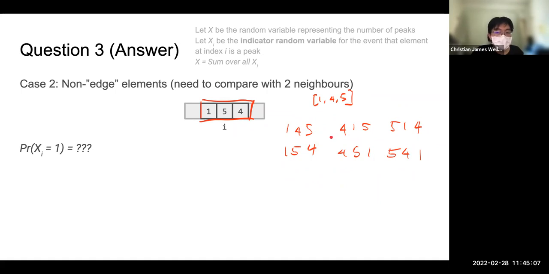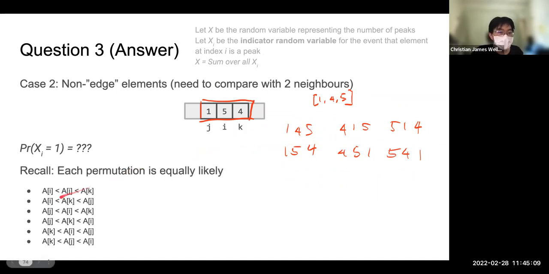Okay, so if I were to generalize, this is actually the same thing as what I put here. I just put it in general form: AI, AJ, AK. So there are 6 cases, and each permutation is equally likely. 6 cases because of 3 factorial, 3 factorial being the number of permutations of 3 elements.